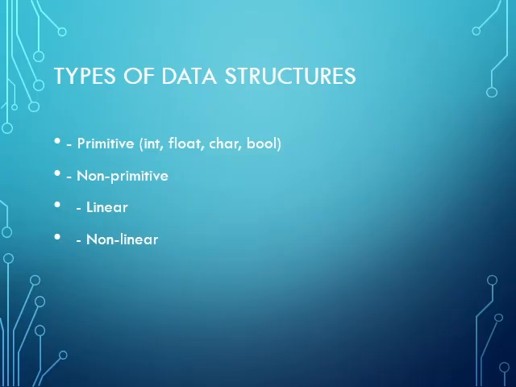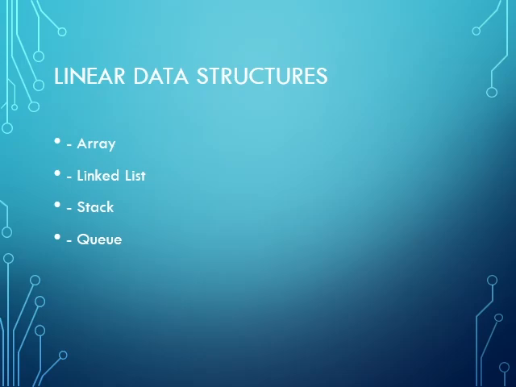Types of data structures, very important too. We usually divide structures into two broad categories. First is the primitive type, such as int, float, character, and boolean, and then the non-primitive type, which includes linear and non-linear structures. Primitive types are the building blocks, while non-primitive types let us build powerful and complex systems.